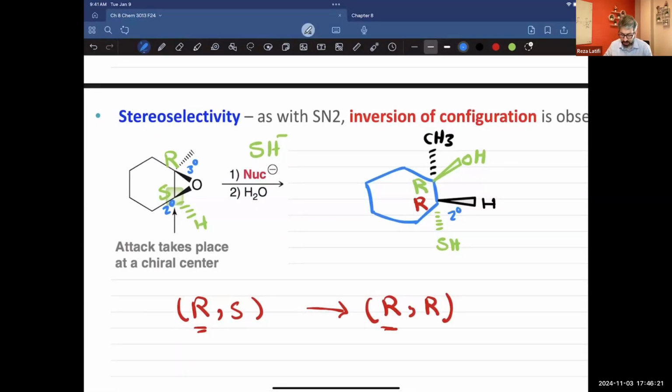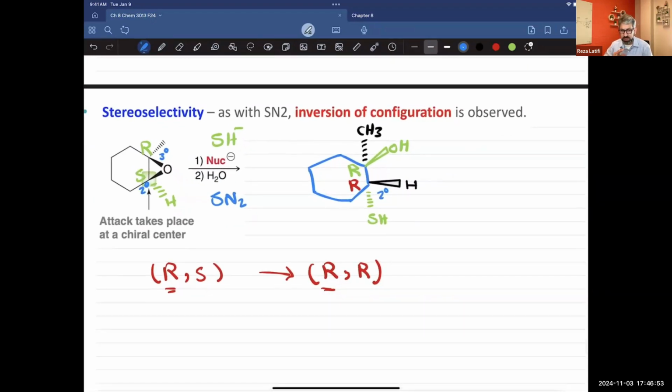And what's the reason behind it? Because this is an SN2 reaction, and in an SN2 reaction, the configuration is always going to flip. It depends on what you start with; you will get the opposite configuration in the product. If you start with S, you get R, or if you start with R, you get S. So we say we have stereoselectivity here because we have an inversion of the configuration. That always happens because the second step is the SN2 reaction.